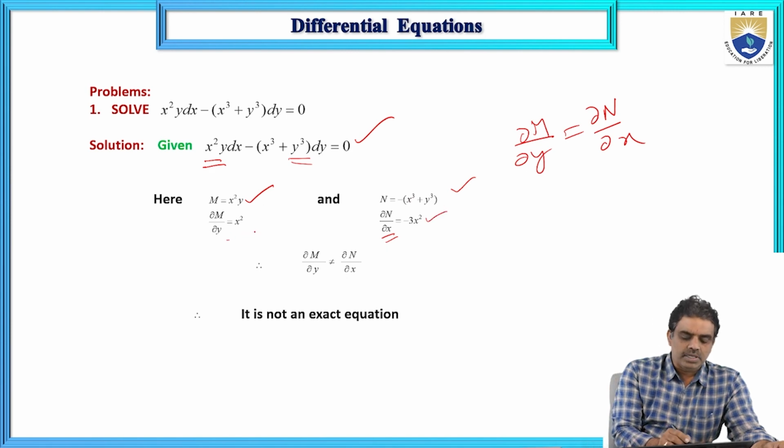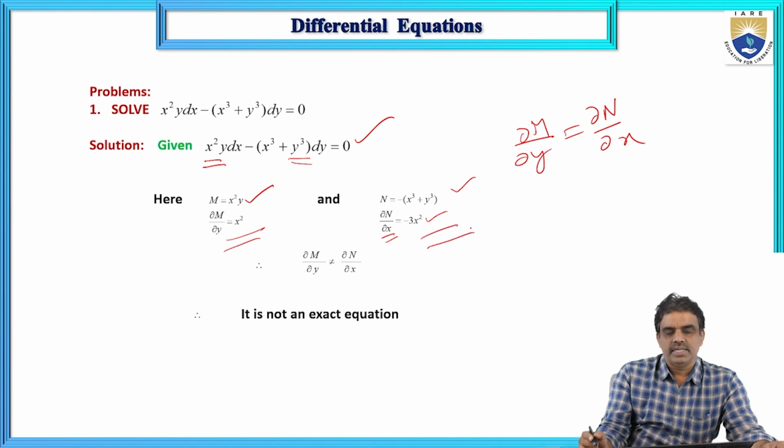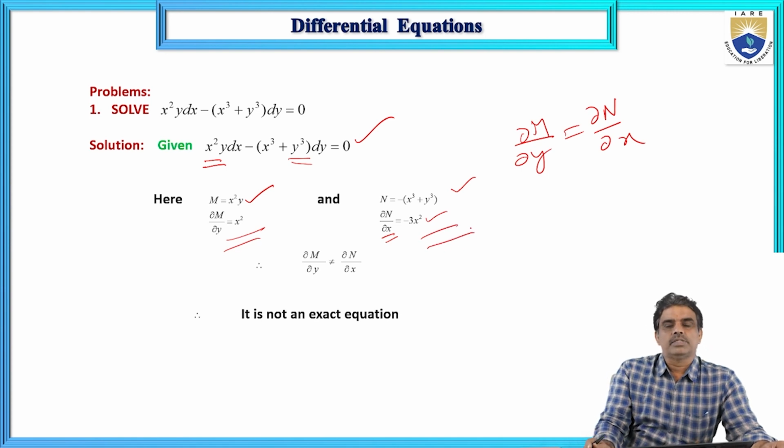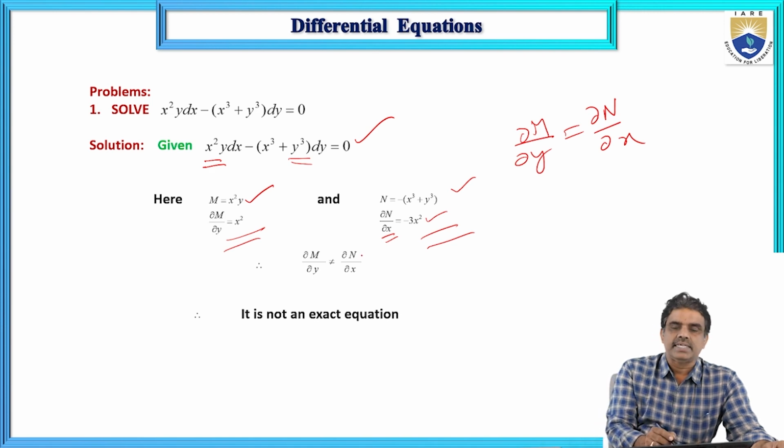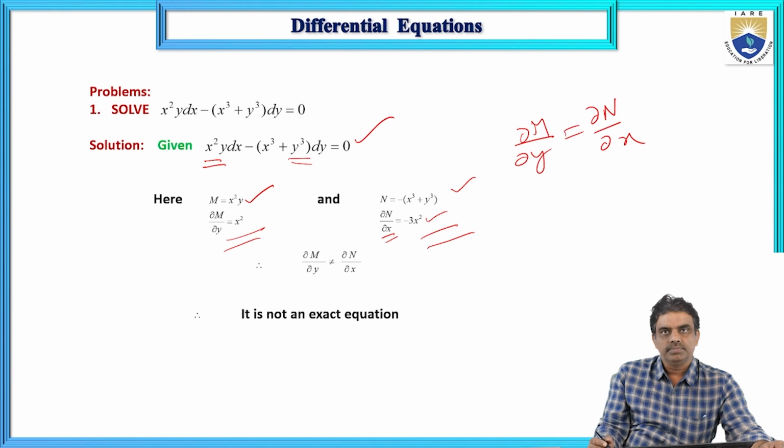So clearly you can observe that these two are not equal. One is x square and the other one is minus 3x square. Therefore the exact condition fails, so it is not an exact equation.